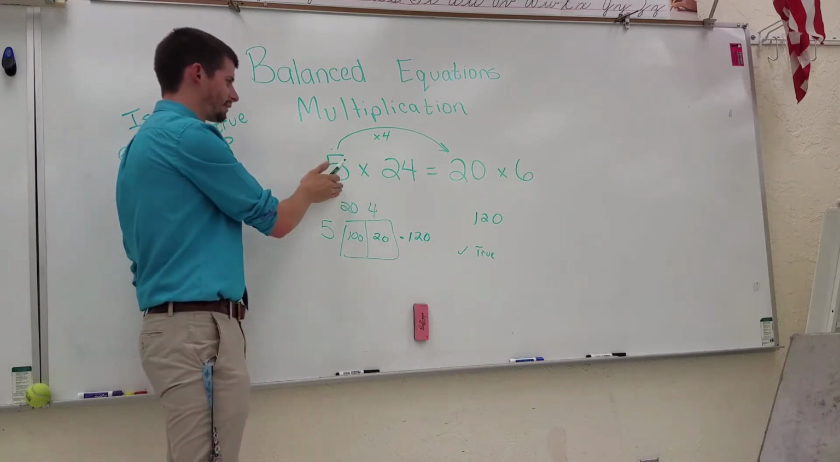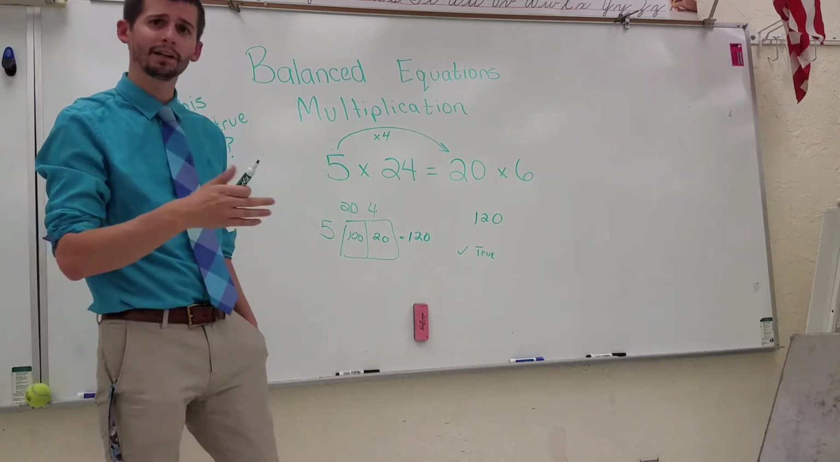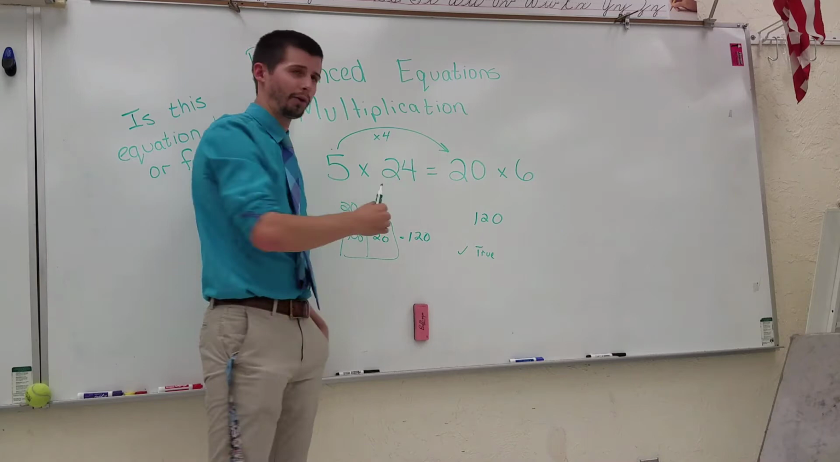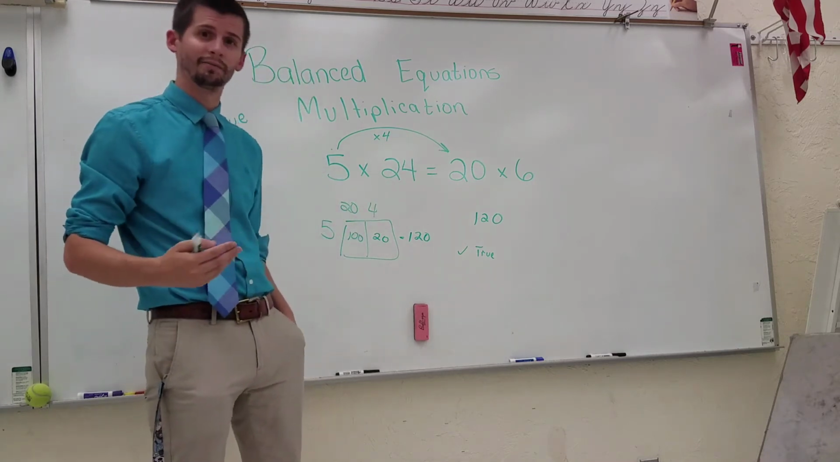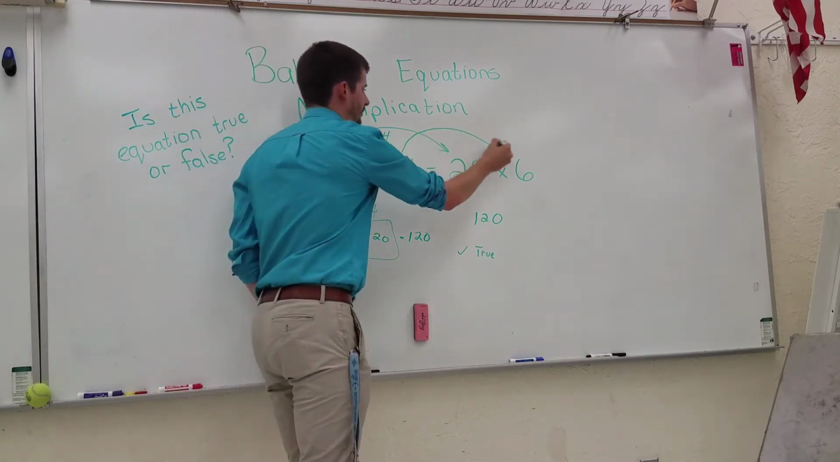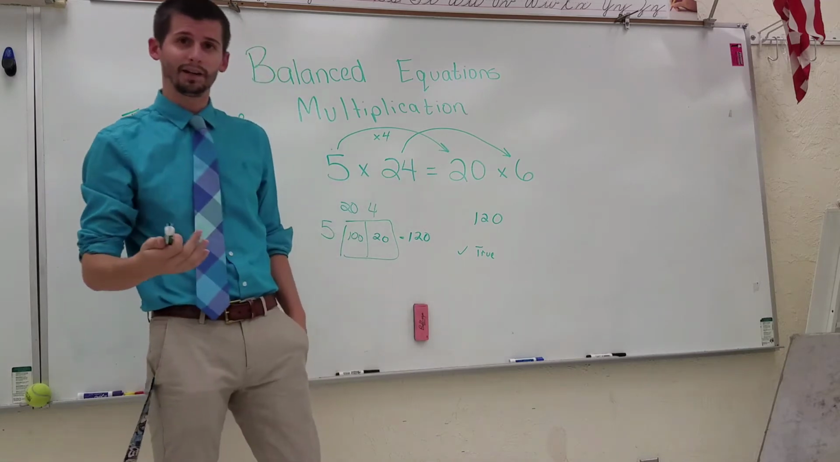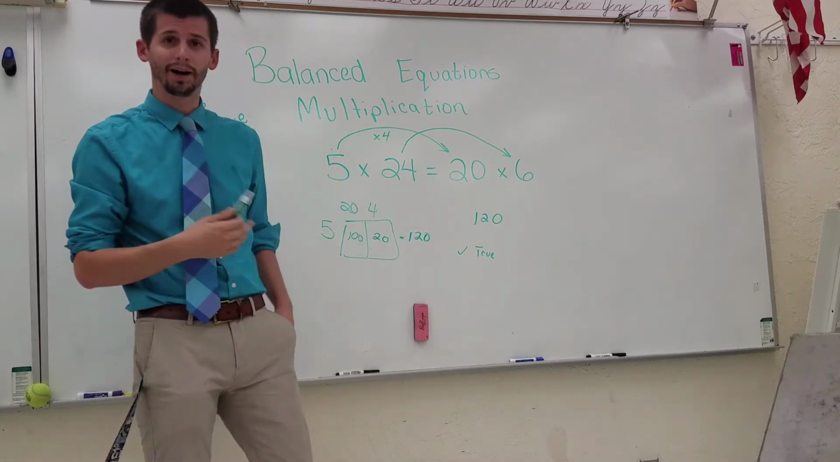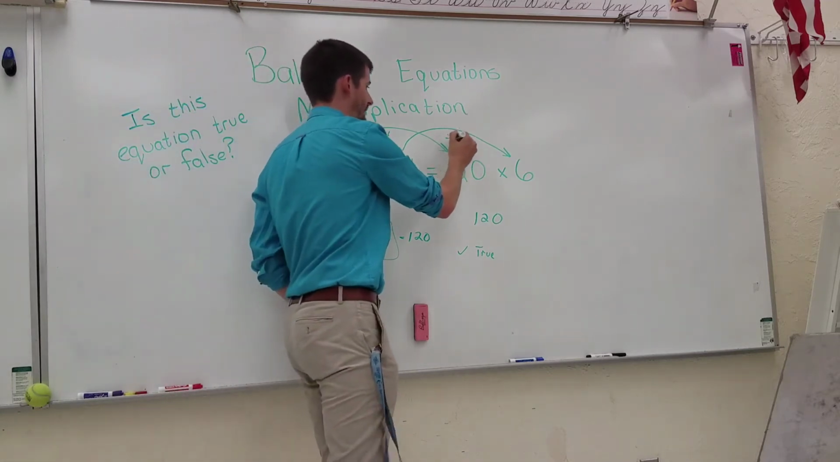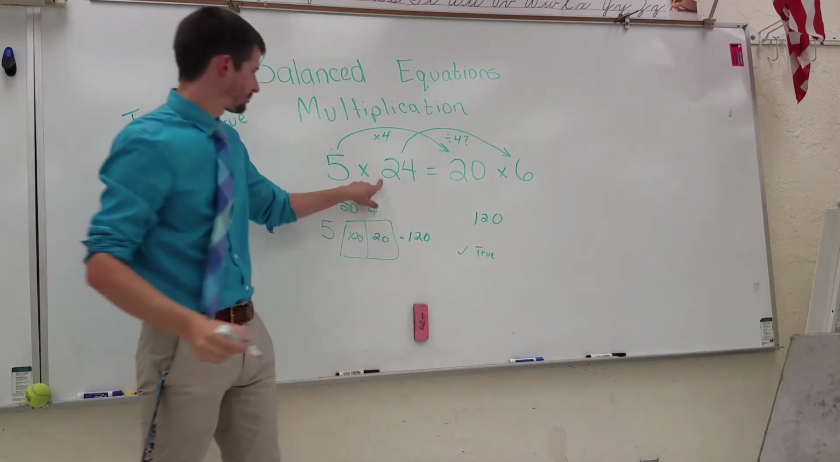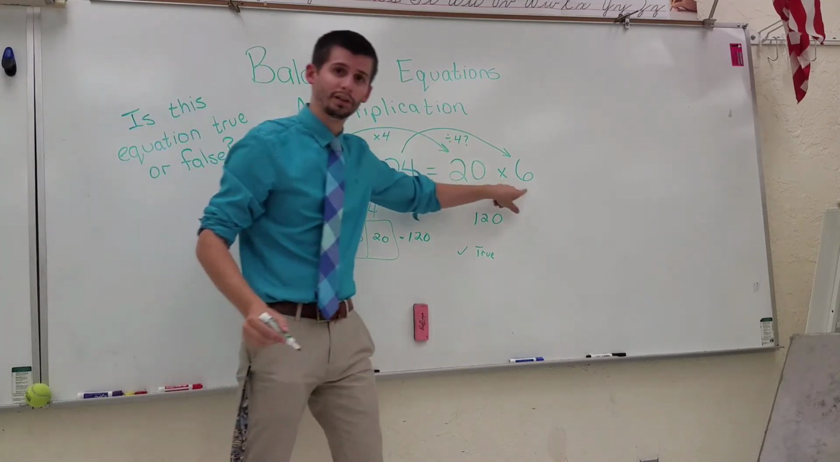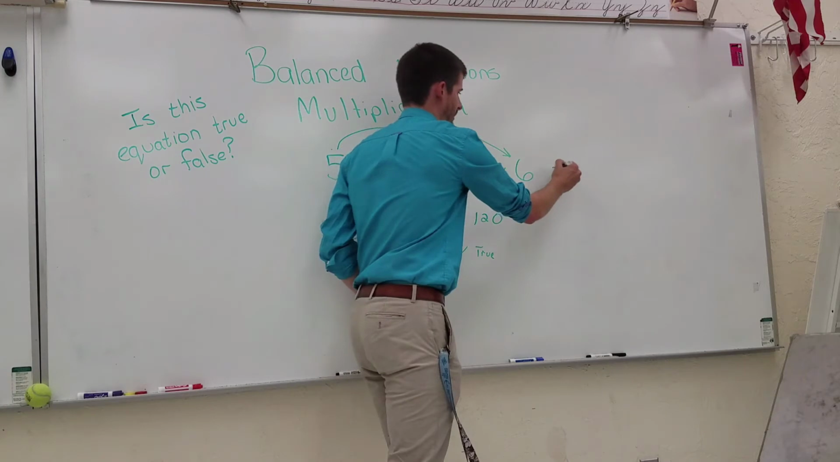So if I'm multiplying this one by 4, then I need to do the opposite to this one. So the opposite of multiplication in this case is division. So in order for this equation to be true, I need to divide by 4. So did I divide by 4? Well, 24 divided by 4 does equal 6. So this one would be true.